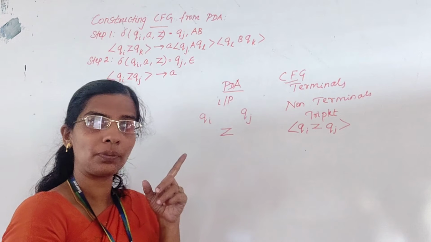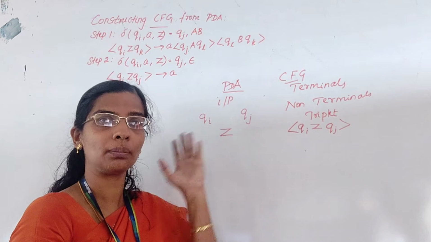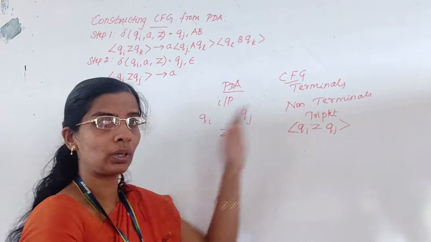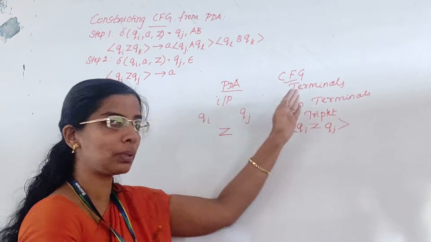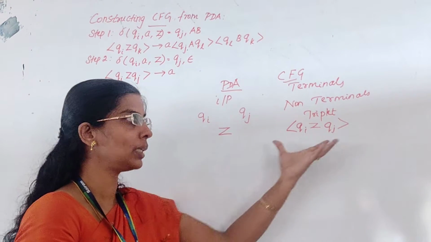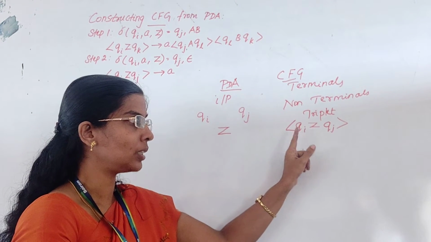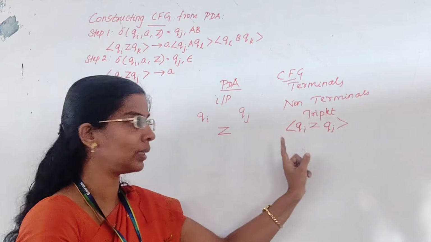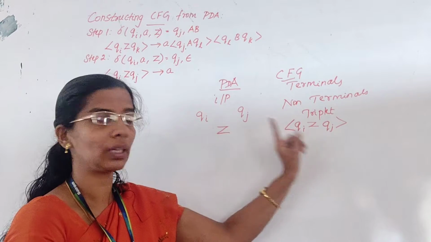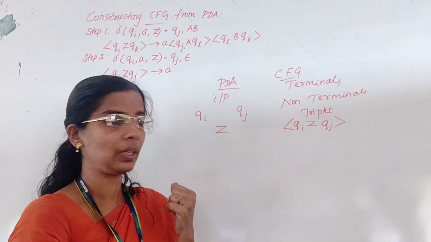You know context-free grammar needs terminals, non-terminals, start symbol and rules. So when we convert this PDA to context-free grammar, input symbols will be your terminals. What about your non-terminals? I will write them in this triplet form. When there is a state change, you have to mention that state change: there is a state change from QI to QJ when Z is on stack top. So this triplet form will be your non-terminal in context-free grammar.